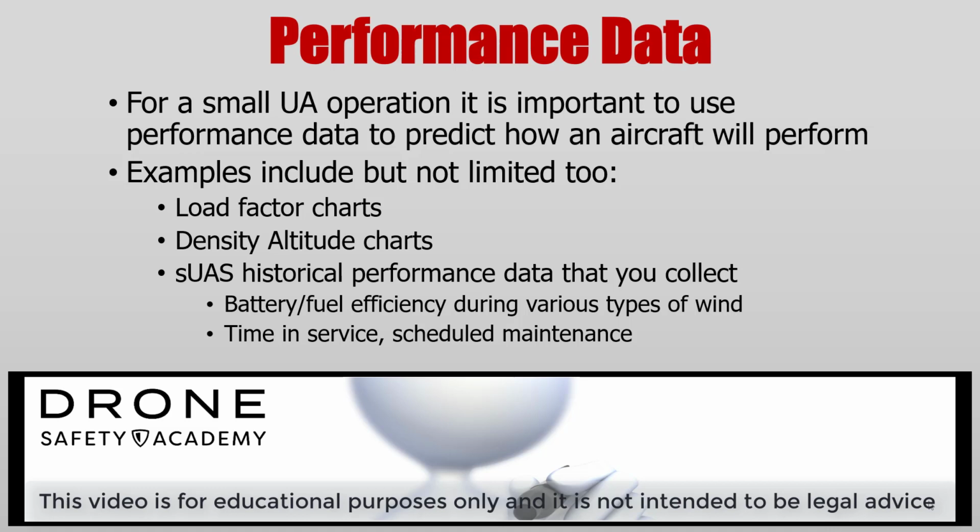Examples of performance data include load factor charts, which we've already discussed, taking into account any high-density altitude conditions. Also, it's important to have your own performance data collection. This may include battery or fuel efficiency during various types of wind activity. The more wind, the more it uses the battery or fuel. Also, indirectly related, time in service for parts and scheduled maintenance. Document, document, document.